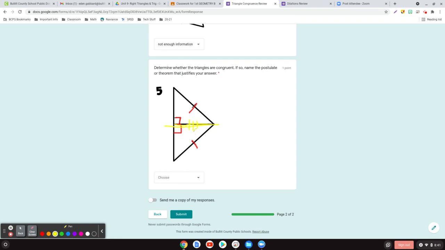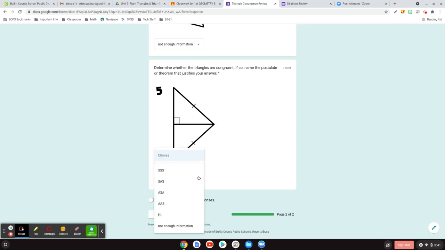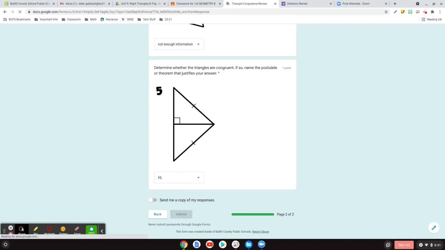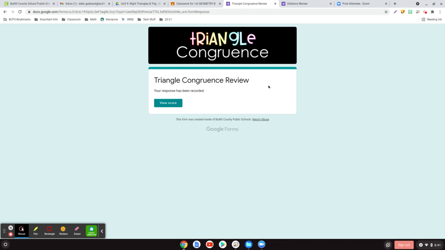So we have our hypotenuse, which is our side across from our 90-degree angle. They're both congruent, and we have a leg that's congruent. So on here, guys, we can prove this is congruent by the hypotenuse leg postulate. And then we just hit submit, and that's all we have.